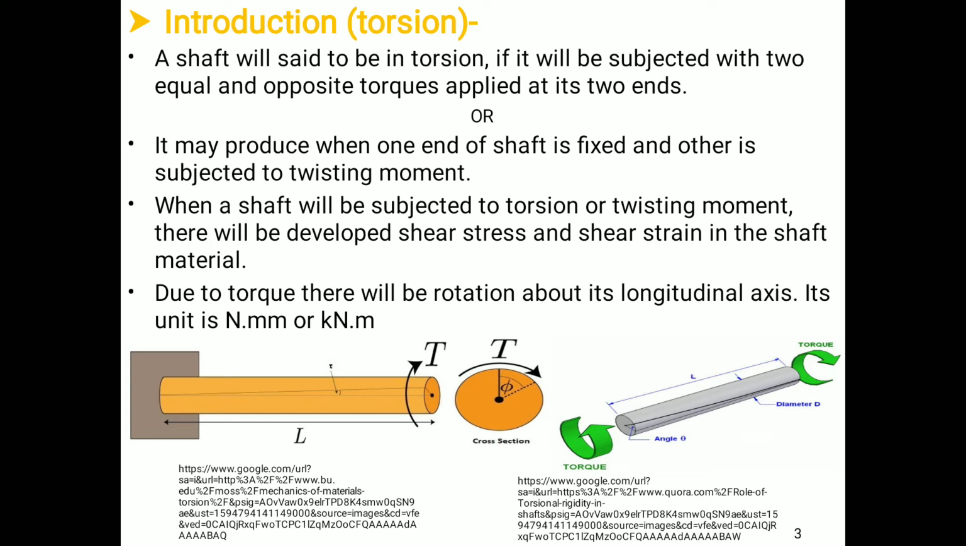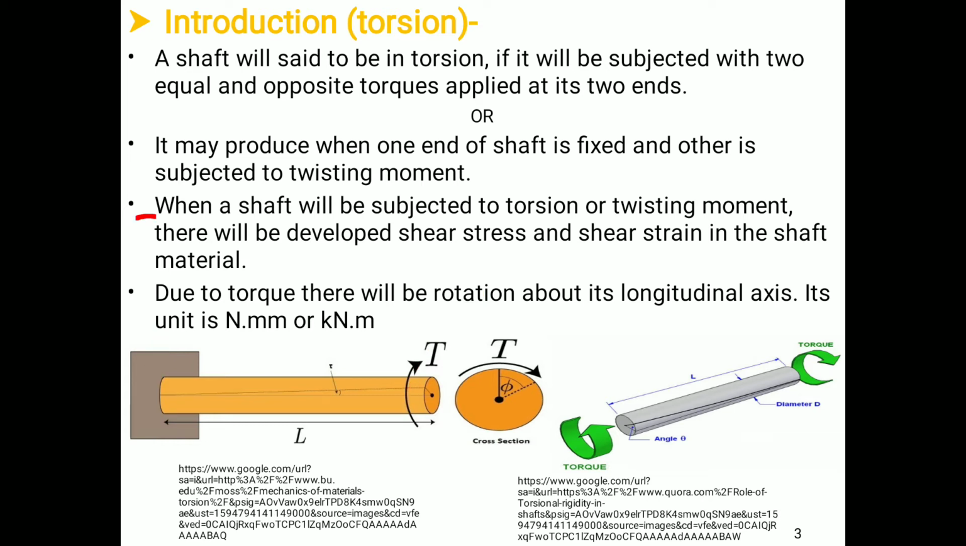Or another definition of torsion is, it may be produced when one end of the shaft is fixed and the other end is subjected to a twisting moment. Now we will concentrate on this figure. In this figure, this particular end is fixed, whereas the other free end is subjected to a twisting moment T in clockwise direction. Due to this also a torsion takes place, and the stresses developed will be the shear stresses in each and every cross section of the shaft.